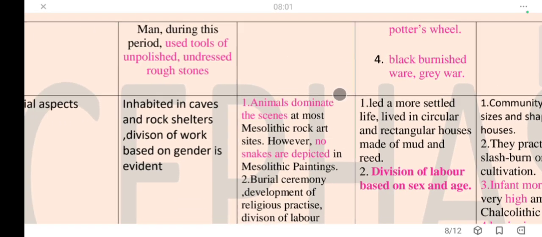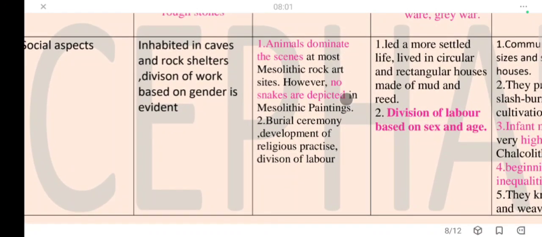Now let's discuss their social aspects. Paleolithic people mostly lived in caves and rock shelters, and you can easily see that a division of work based on gender is evident. That means men go to work and women stay at home, taking care of their children and everything.